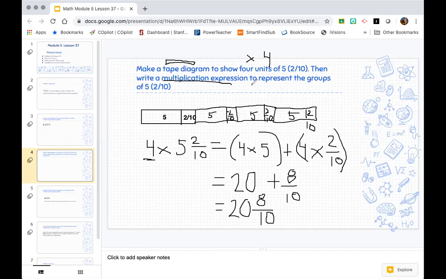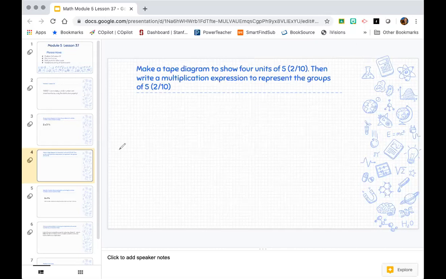You guys ready to move beyond just the visual? Yes? Because this is kind of showing you again the distributive property. Okay. I'm gonna clear my drawings. We're gonna move on.